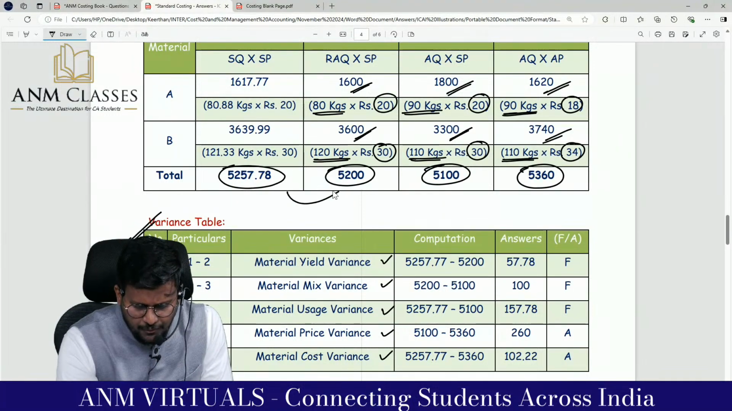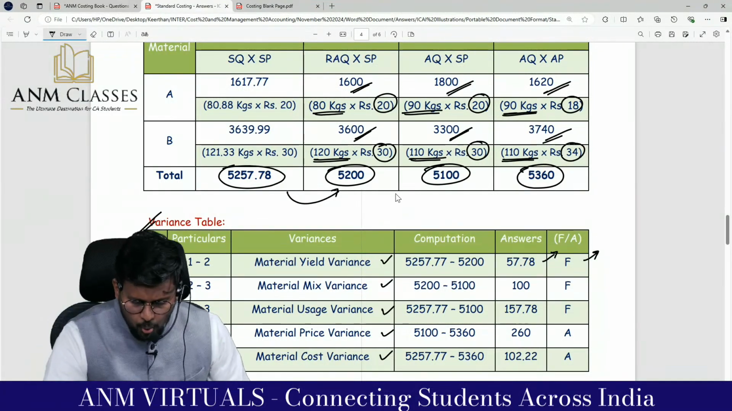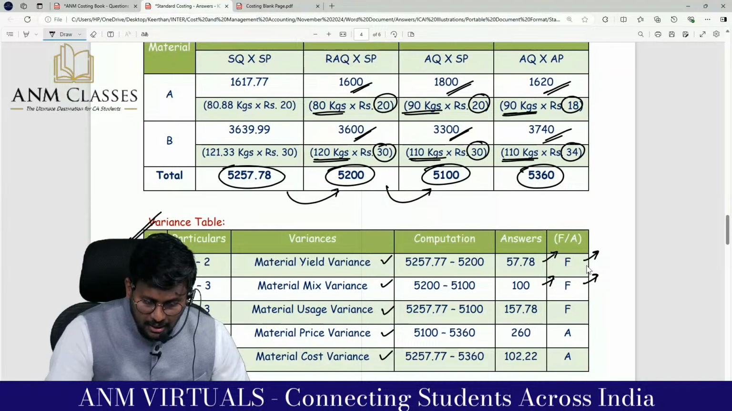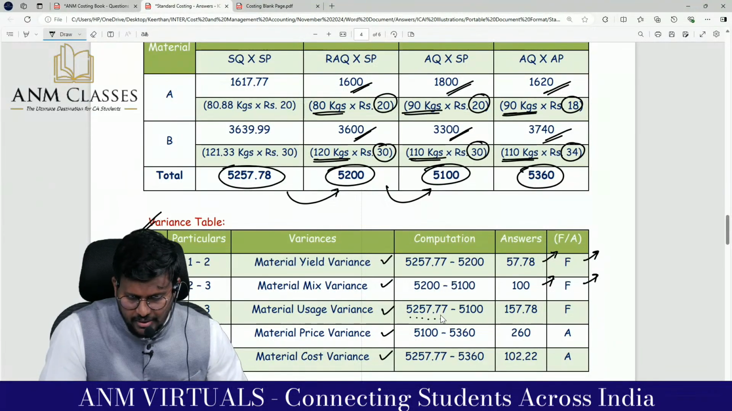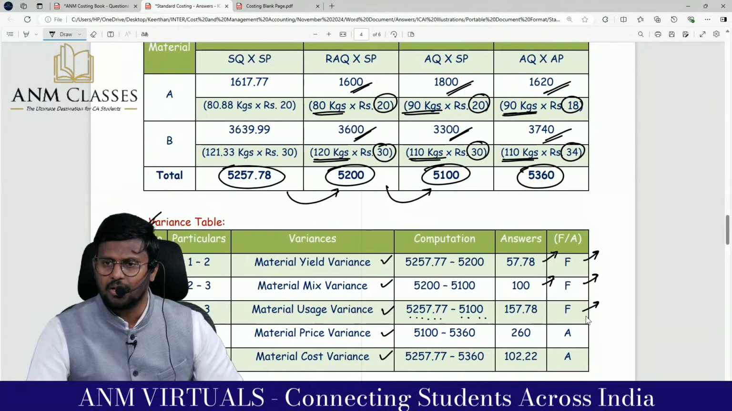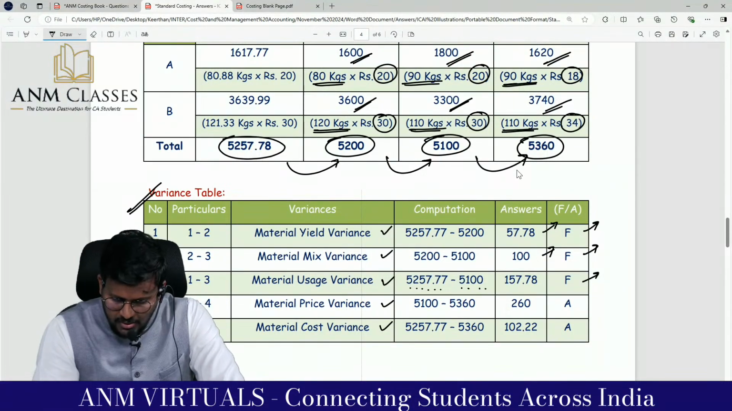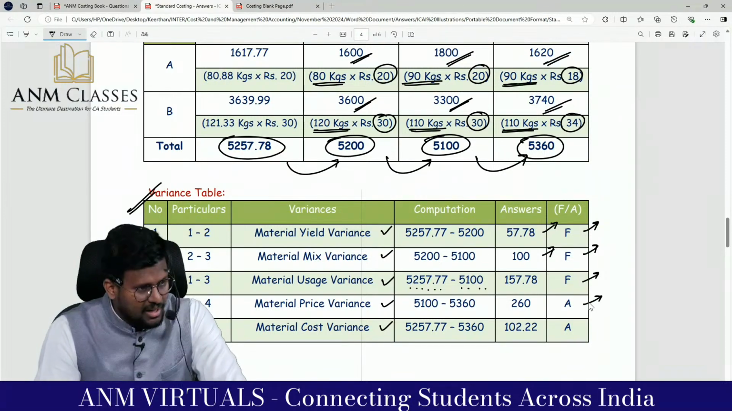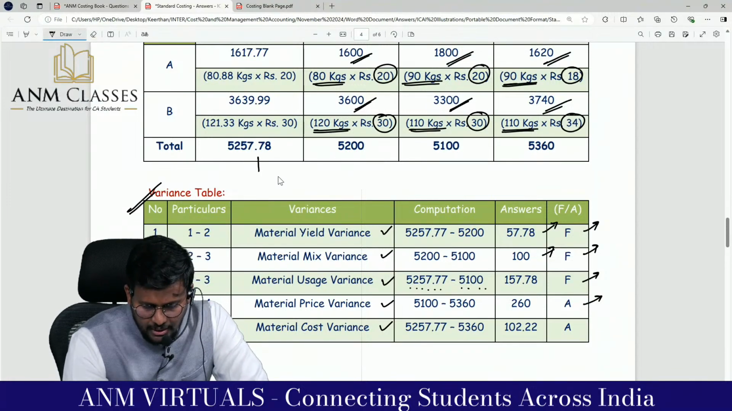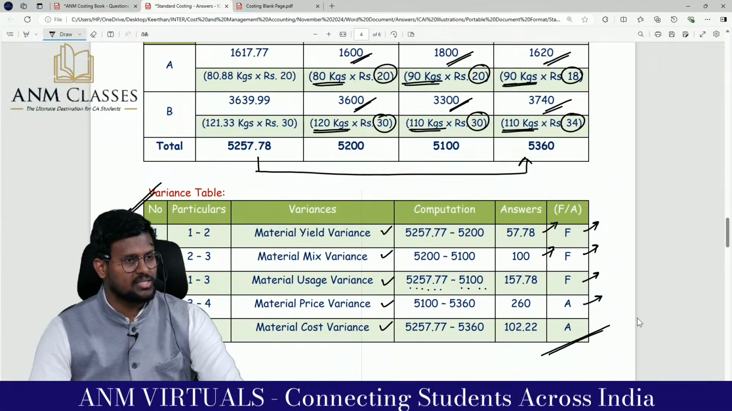5257.78 minus 5200 comes to 57.78 favorable. 5200 minus 5100, 100 favorable. 5257.78 minus 5100 comes to 157.78 favorable. 5100 minus 5360, that means 260 adverse. And the last one, 5257.78 minus 5360 will give you 102.22 adverse. That's the last one.